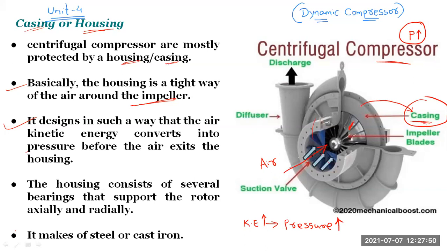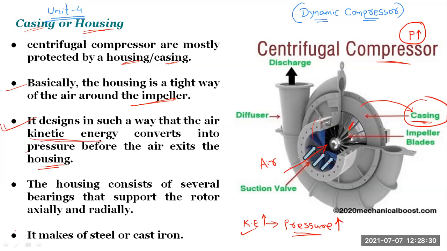So how will the pressure increase? First air will enter. When this air strikes the impeller blades, its kinetic energy and velocity increase. And when this high velocity air strikes the casing, because it will block the movement of the air, the air velocity will be higher, but it cannot escape out because the casing is there. So it will strike the wall of the casing, and its pressure will gradually increase. That's what I have written in the third point: it is designed in such a way that the air's kinetic energy converts into pressure before the air exits the housing.